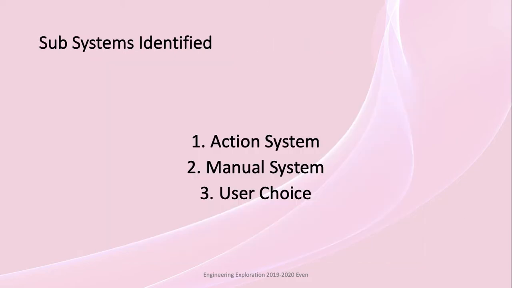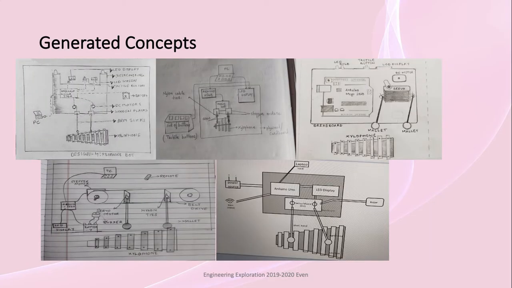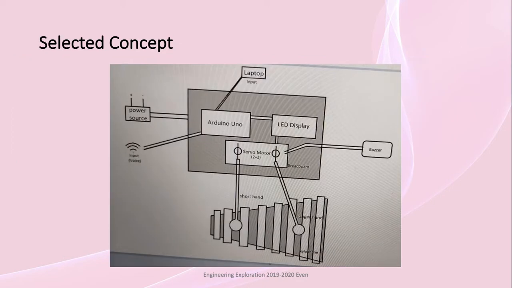And finally, we were able to identify our 3 subsystems. The first one, action system, second one, manual system, and the third one, user choice. Later, each one of us generated a concept with different ways to perform each function and finalized on one concept that suited the best. This is the concept that we selected.